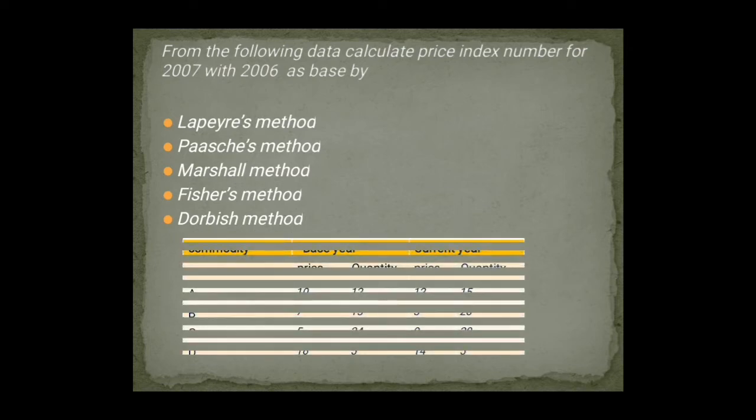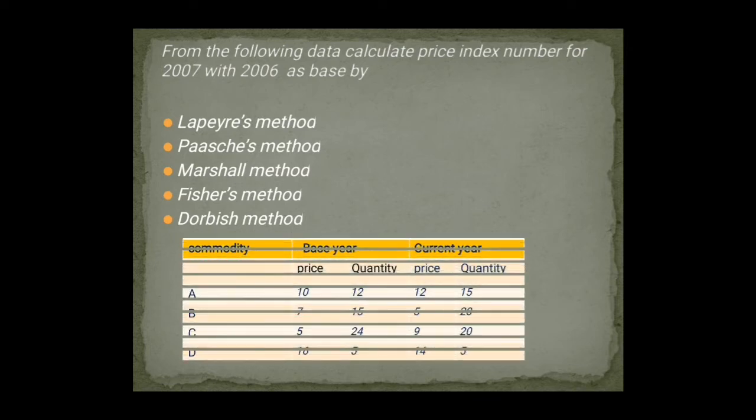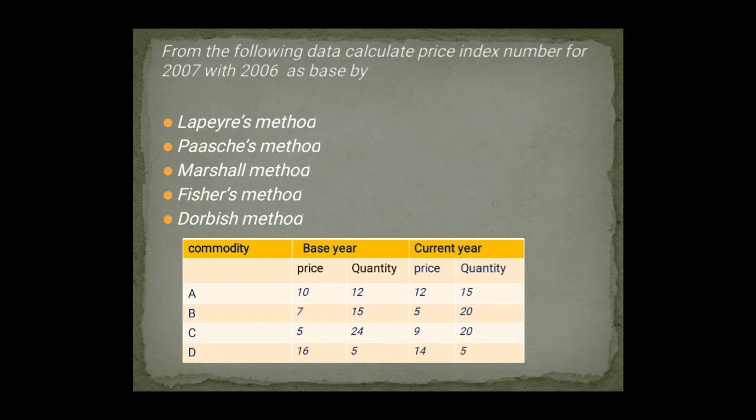From the following data, calculate price index number for 2007 with 2006 as base by Laspeyres' method, Paasche's method, Marshall's method, Fisher's method, Dorbish method. So we have 3 columns: commodity, base year, current year. Commodity A, B, C, D. Base year and current year have 2 sub columns, that is price and quantity.